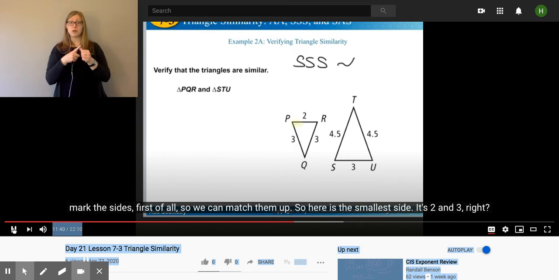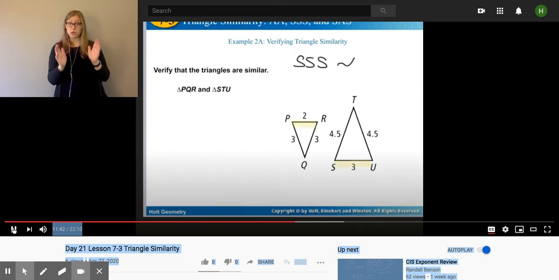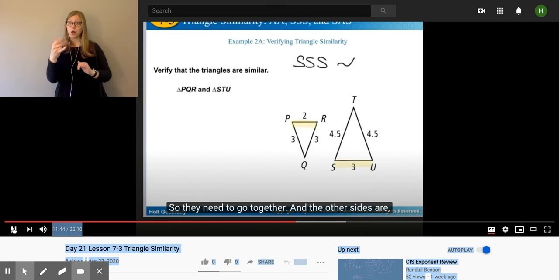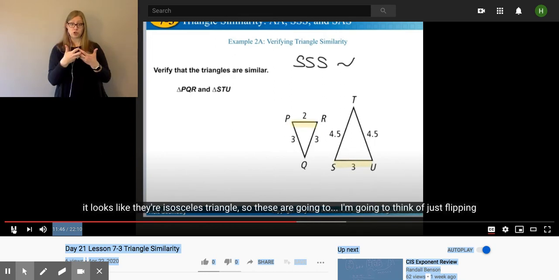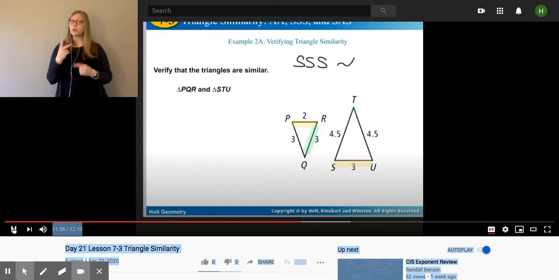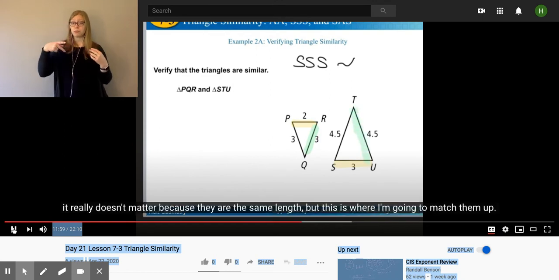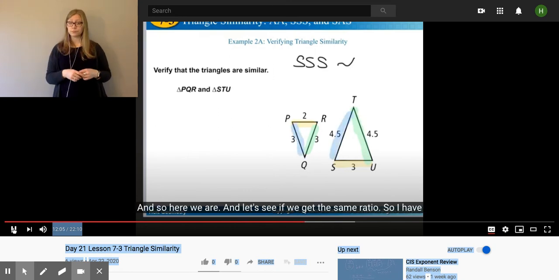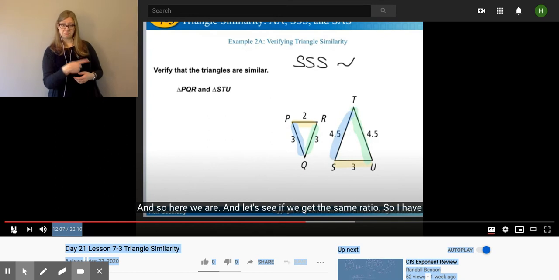So here is the smallest side. It's 2 and 3, right? So they need to go together. And the other sides, it looks like they're isosceles triangle. So I'm going to think of just flipping PQR upside down. And so this angle here is going to go here. Now it really doesn't matter because they are the same length, but this is the way I'm going to match them up. And so here we are, and let's see if we get the same ratio.